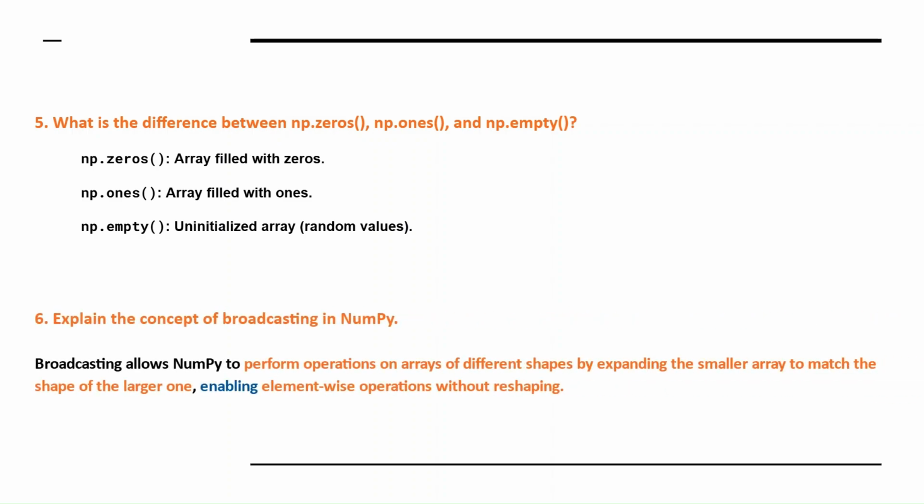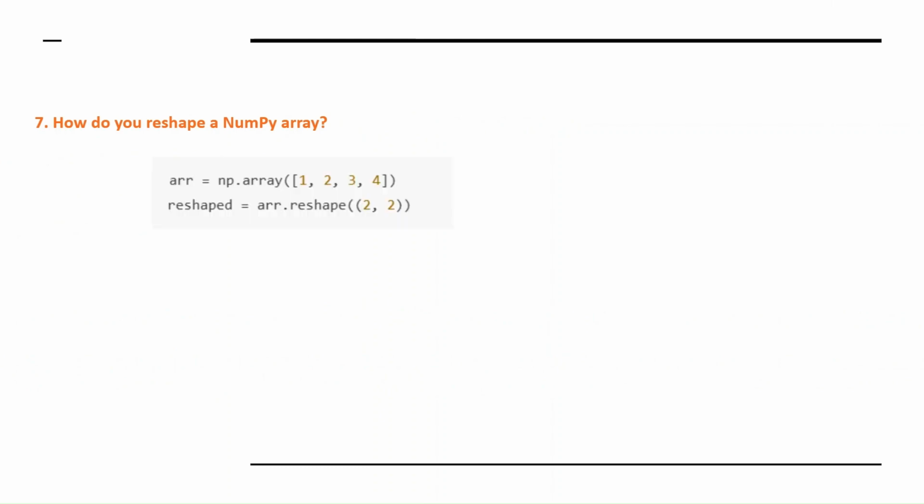Next question: what is broadcasting? Broadcasting is NumPy's way of handling operations on arrays of different shapes by expanding the smaller array automatically. For example, how to reshape a NumPy array. Reshape is to change the array shape without altering its data. For example, here the NumPy array has elements 1, 2, 3, 4, and we can reshape it as a 2 by 2 array.